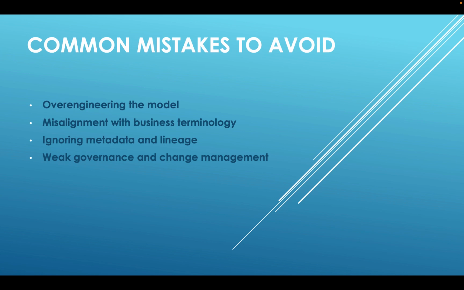The second is misalignment with business terminology. A canonical model should reflect how the business thinks. I mean, it is about business, right? So make sure that if HR says worker, finance says employee, and IT says user for some entity, you need to agree on one shared definition. And the canonical model is not just a technical schema. It's a business contract across departments. So basically, we are saying we're going to talk in a common language across departments.